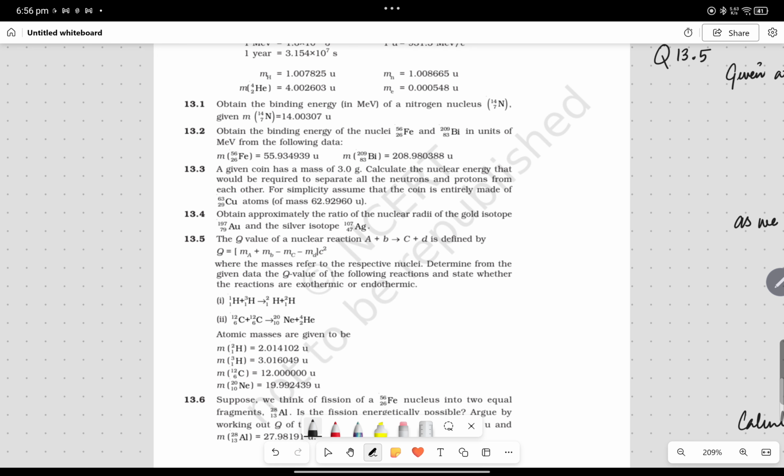Now we are calculating this. So first of all, we are going to calculate for the first reaction, right? So we have protium, then tritium, that is making deuterium, and then deuterium, right? So two atoms of deuterium.